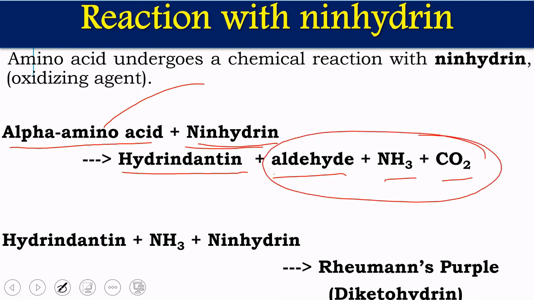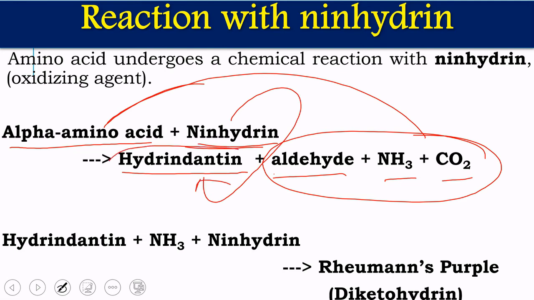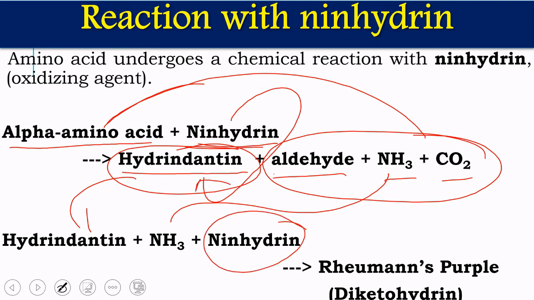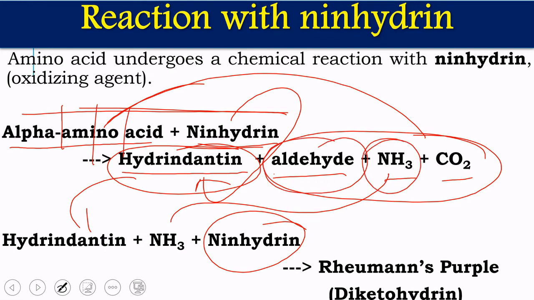So these three are coming from amino acids, and ninhydrin is converted to hydrindantin, that is a partially reduced product. The hydrindantin which we have got here is going to react with the ammonia which we have got here and the second molecule of ninhydrin. Means in the first reaction, amino acid reacts with ninhydrin. So amino acid will be degraded, divided into three fragments. One is aldehyde, second one is ammonia, and third is carbon dioxide.